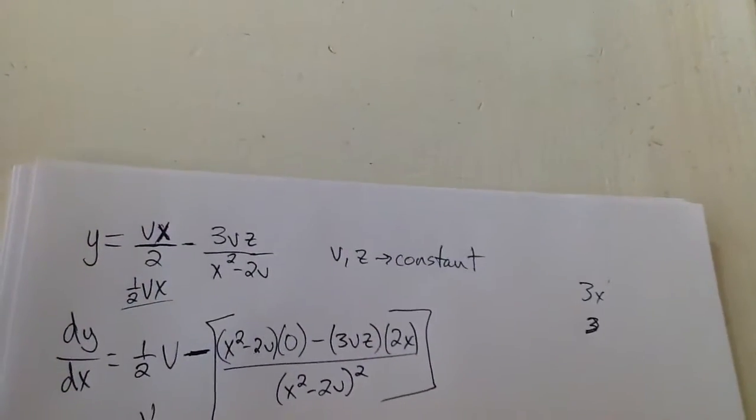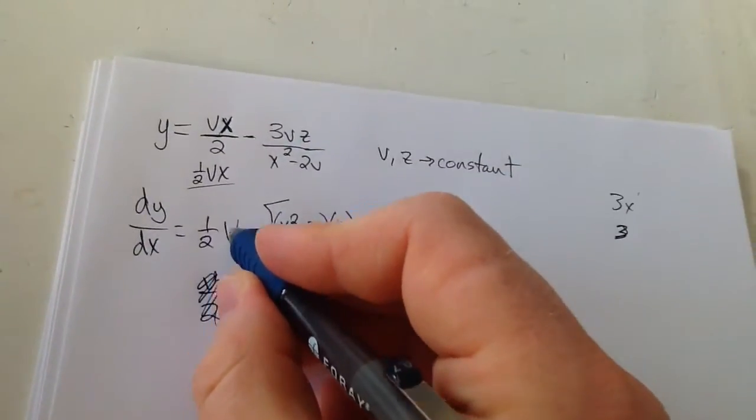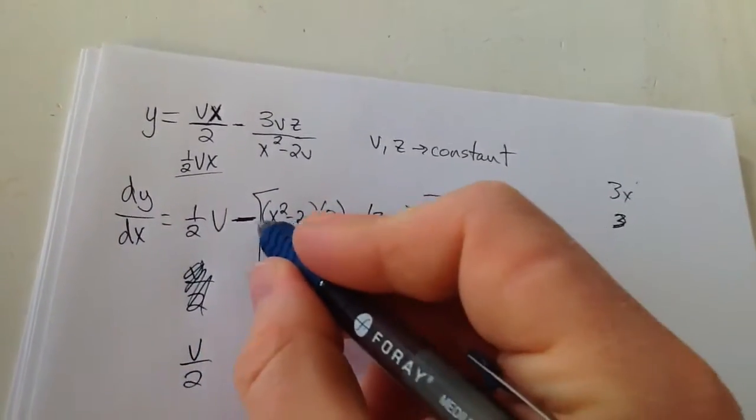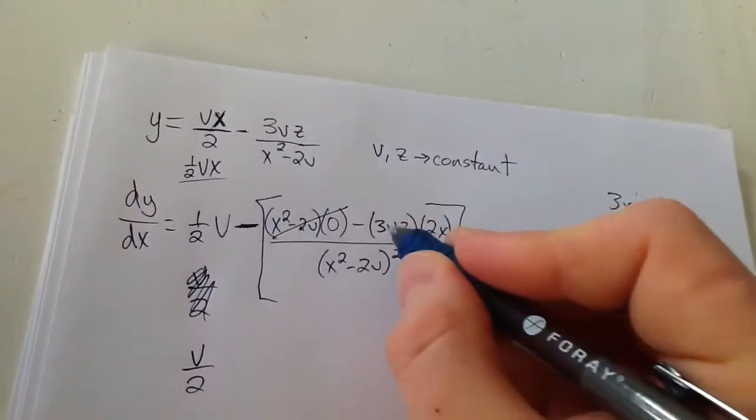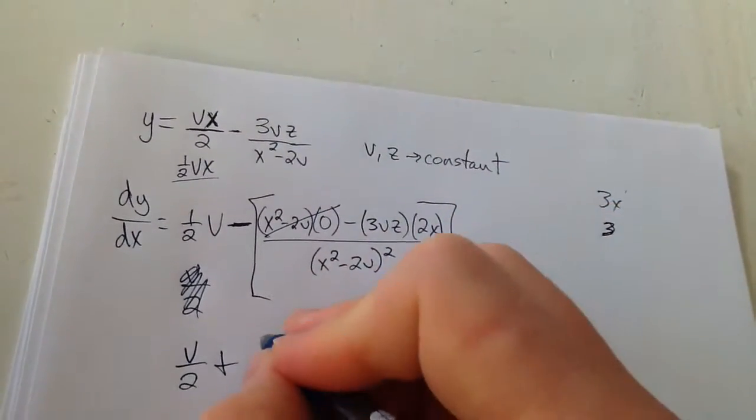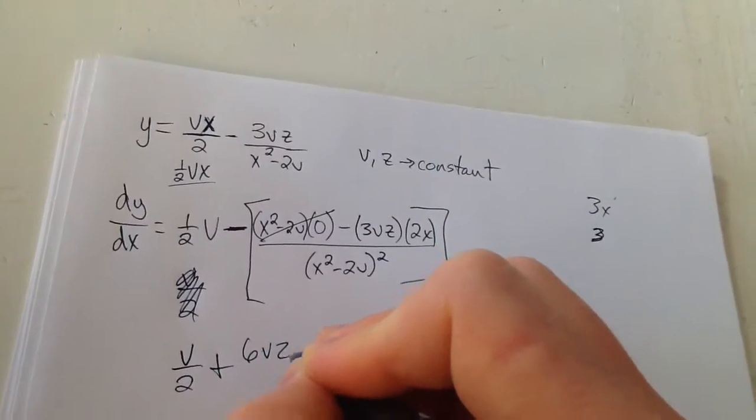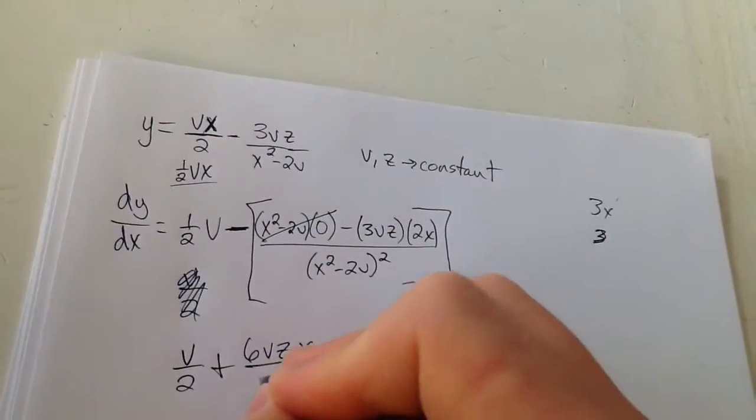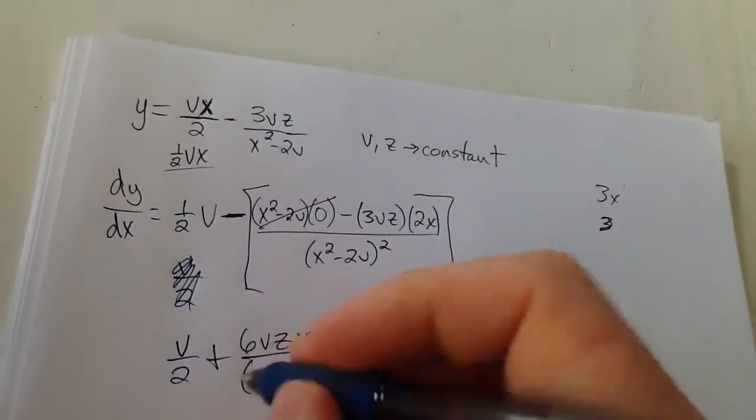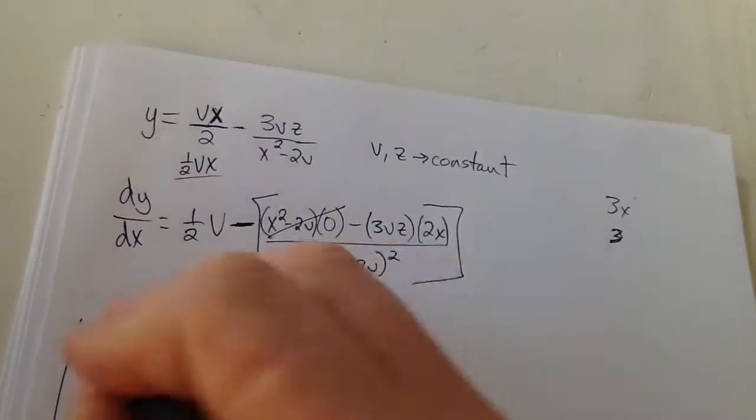That's it. Now I could just rewrite that to make it look a little better. So 1/2 v would just be v over 2. That's 0, so I have minus negative this, so that's plus. That's multiplication, so I can write that as 6vzx over, and I'll just leave that one like that. So that would be the derivative of y with respect to x for that problem.